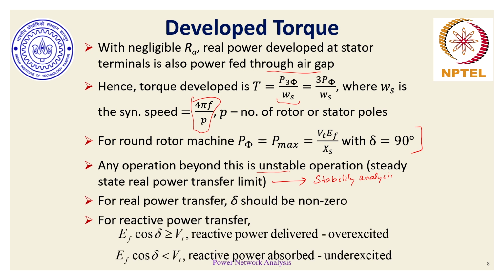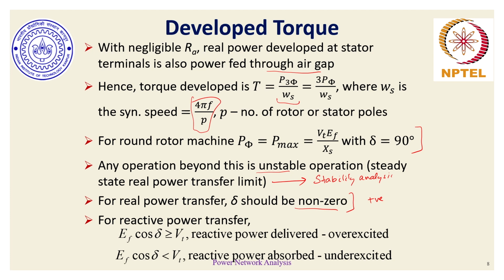And the other aspects I have already discussed. For non-zero real power transfer, generator delta should be positive, and that is the reason why for generating mode delta remains positive, because the generator is supposed to deliver real power. So sine delta has to be positive. If sine delta has to be positive, delta should also be positive.